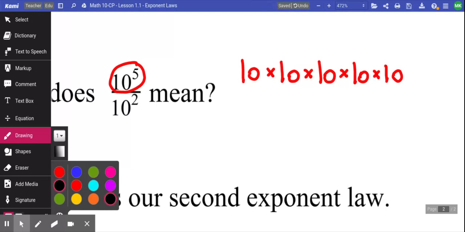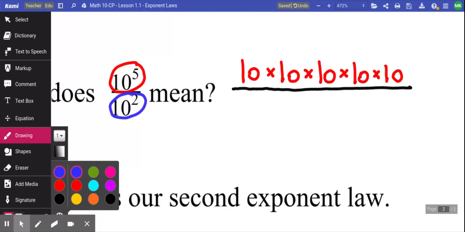Then you have your fraction, so divided by. 10 to the power of 2 means that you have 2 tens being multiplied together. That's what that actually means. It means you have 5 tens divided by 2 tens.